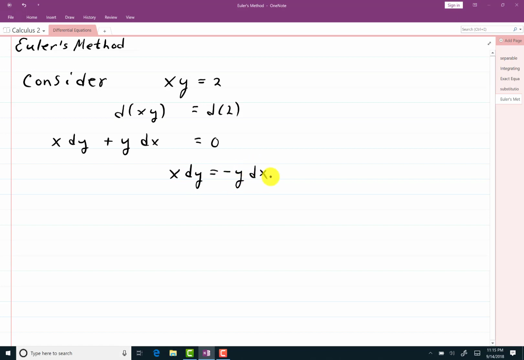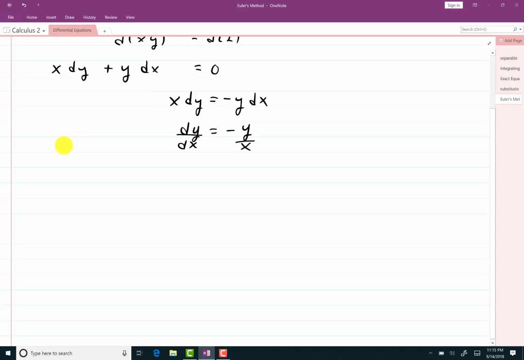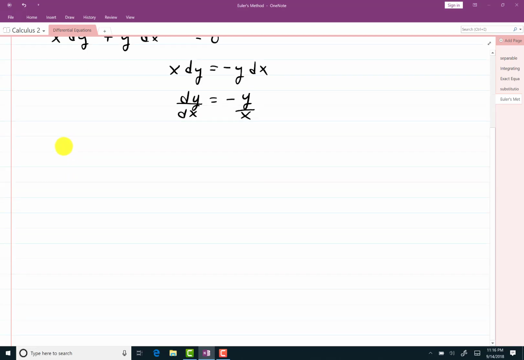Now, I'm not going to try to separate the variables just right now. I am, though, going to get dy over dx by itself on the left. So I'm going to divide by dx. And then I'm also going to divide by x. So I get dy over dx equals negative y over x. So what you have then is the form that we have.